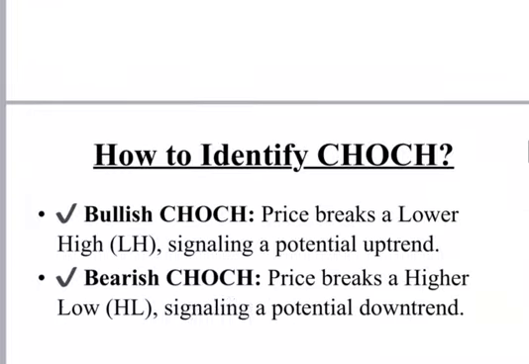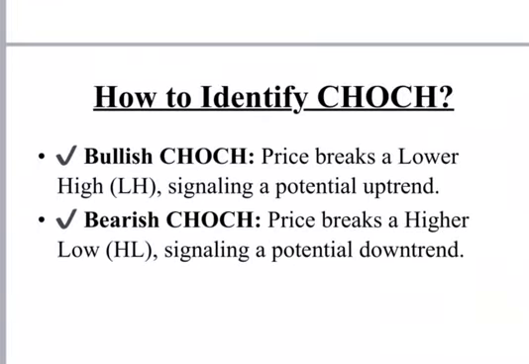Okay, so how to identify CHOCH? I've explained all this, but in the PDF you'll still find them there. Bullish CHOCH is when price changes character to become a bullish trend. For it to become a bullish trend, it must have been in a downtrend, a bearish trend, right? Now, price breaks a lower high, which I just explained, signaling a potential uptrend. It's only giving you a signal that this market will actually change trend.